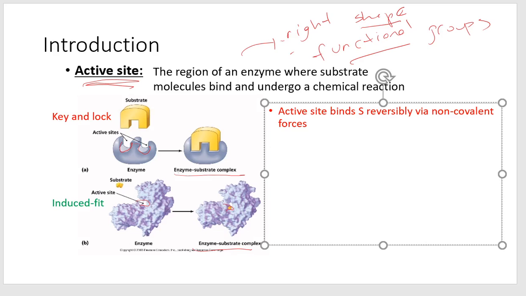So after the reaction is complete, the product is released from the active site, leaving the enzyme free to react with another substrate molecule. So there are two hypotheses regarding how an enzyme works. The first one is the lock and key hypothesis. And the second one is the induced fit theory.